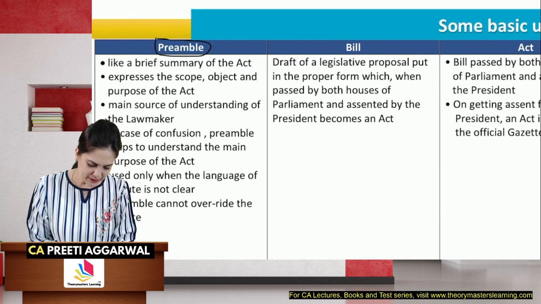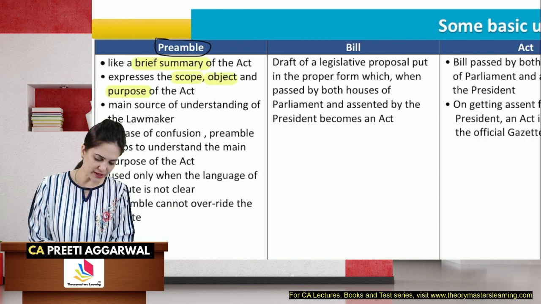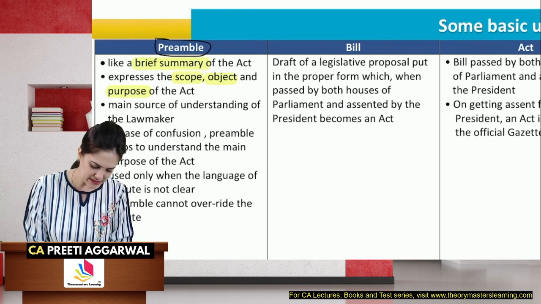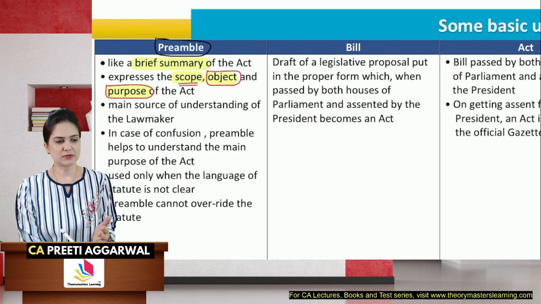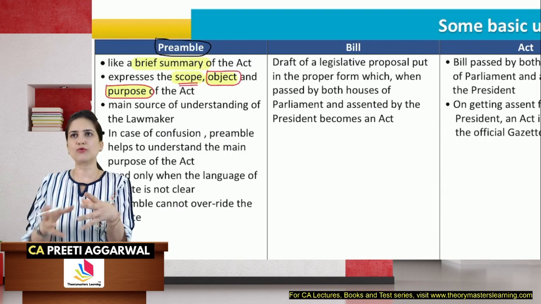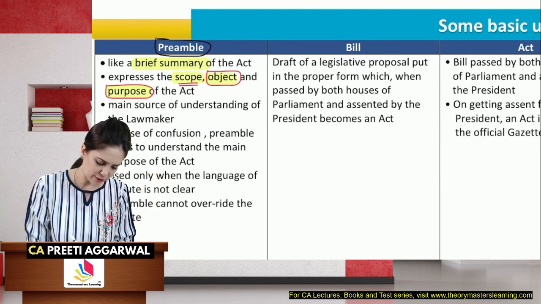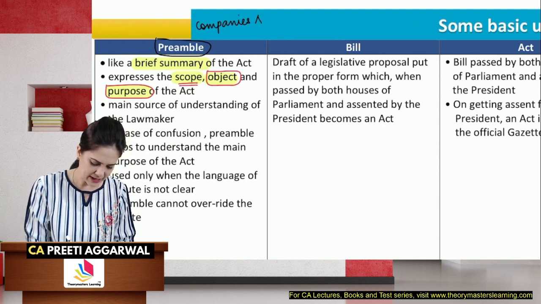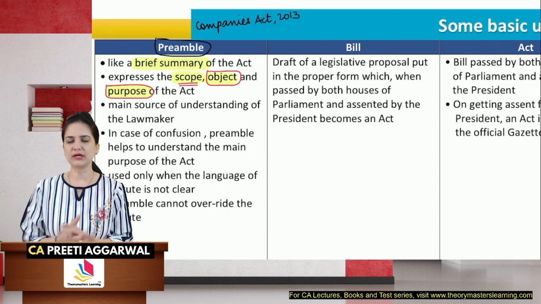It is a brief summary of the act. It expresses the scope, object, and purpose of the act. Object and purpose actually mean the same. Now, I want to know to what extent this act applies. For example, if you see the preamble of the Companies Act, the preamble and the long title are the same.